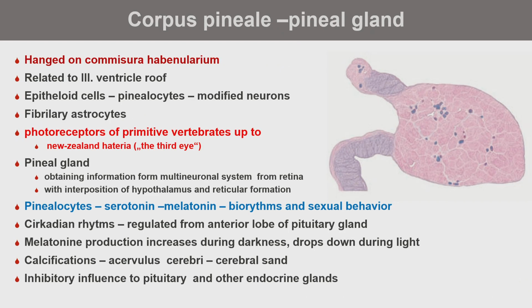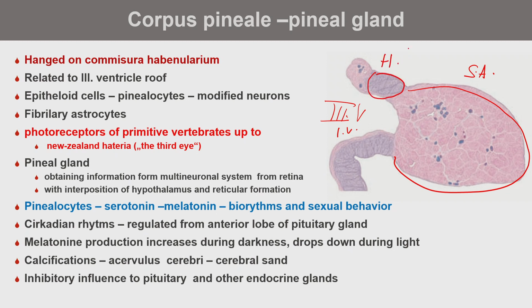The last part, most prominent, most interesting, is the pineal gland. The pineal gland is a structure which is hanging on the third ventricle, dorsal aspect. So this is the third ventricle. So here it is intraventricular space. Here is the subarachnoidal space, so outside the brain. Here we can see the habenular commissure, and this is the posterior commissure.